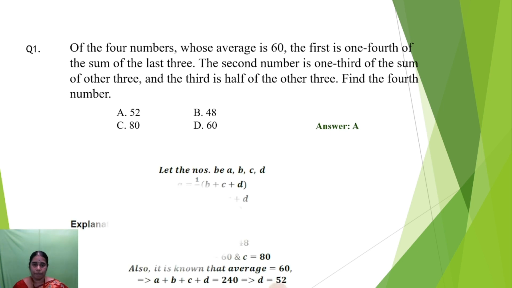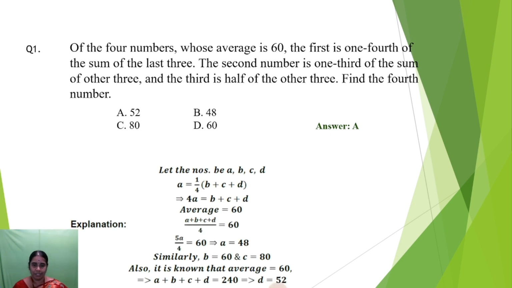See the explanation. Let us consider the four numbers as A, B, C and D. They have mentioned that the first number A is nothing but 1/4 of B plus C plus D, which implies 4A is equal to B plus C plus D. But we know that the average is 60. So the average, A plus B plus C plus D by 4, equals 60. On replacing B plus C plus D with 4A, we get 5A by 4 equal to 60. On cross multiplying and calculating, the value of A is 48.